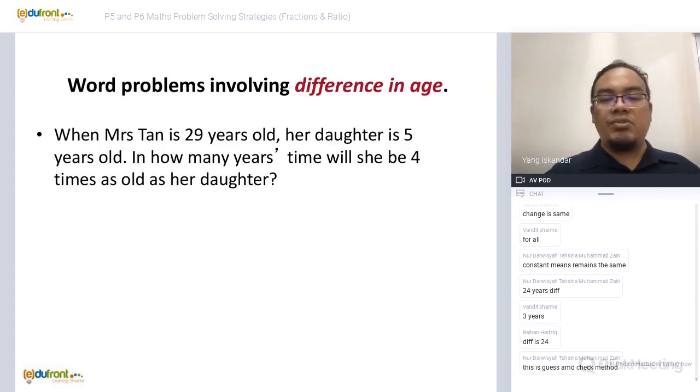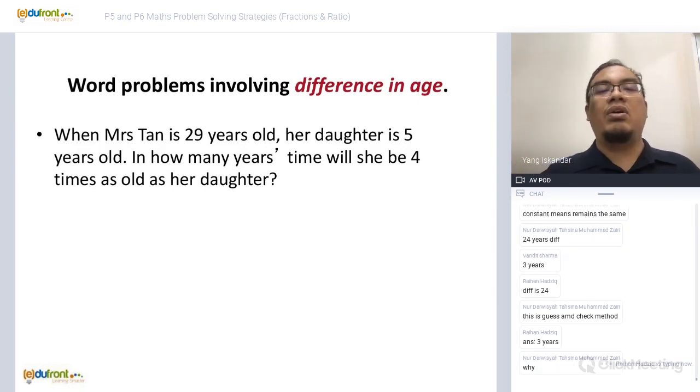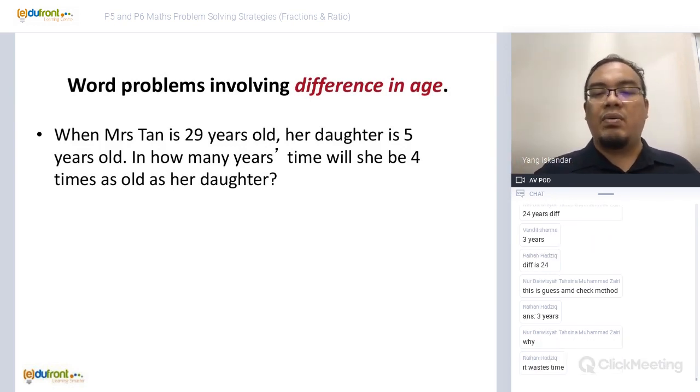So the difference in the age will always remain the same. Now, some students still use guess and check. Please don't use guess and check, unless it's the last resort. You've got no clue, then you use guess and check. Why can't we use guess and check?